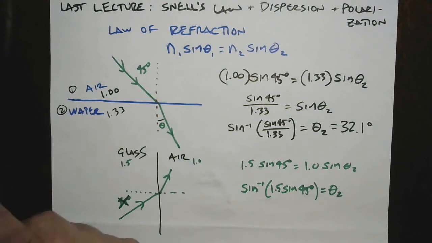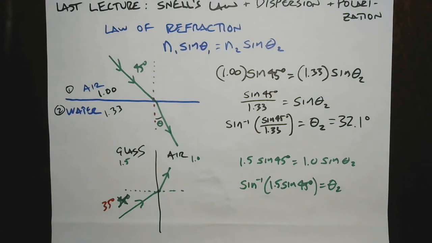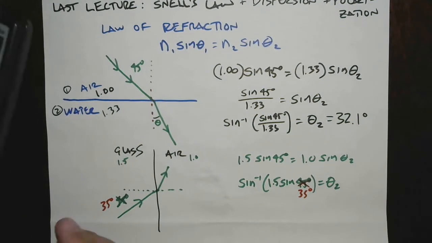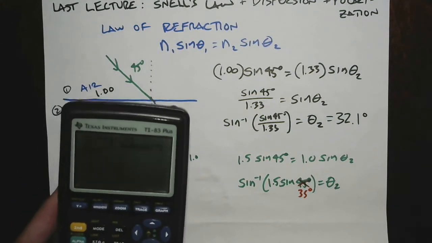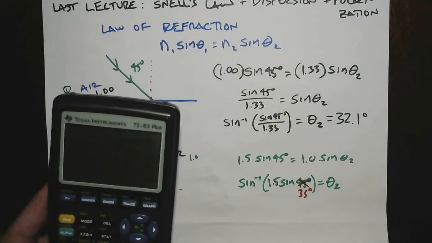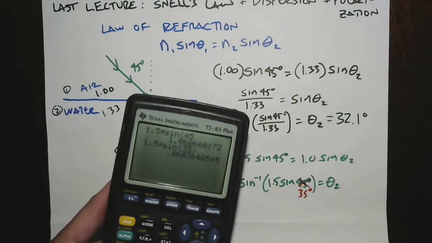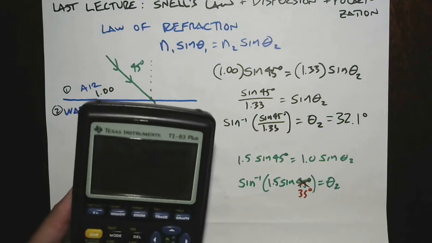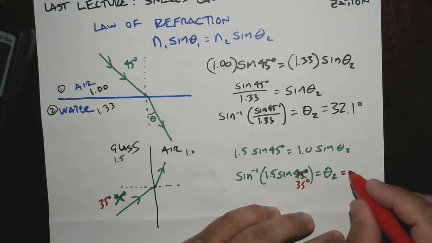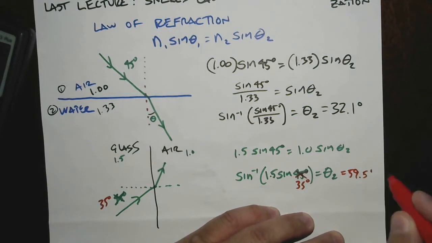Let's go ahead and change this to a 35-degree angle. And now let's see what happens. So this becomes 35 degrees. And we're going to go ahead and do 1.5 times the sine of 35. That's 38, so let's make that 35. And that's a number less than 1. And then we're going to take the inverse sine of that and get 59.53. Okay, it did grow, 59.5 degrees.